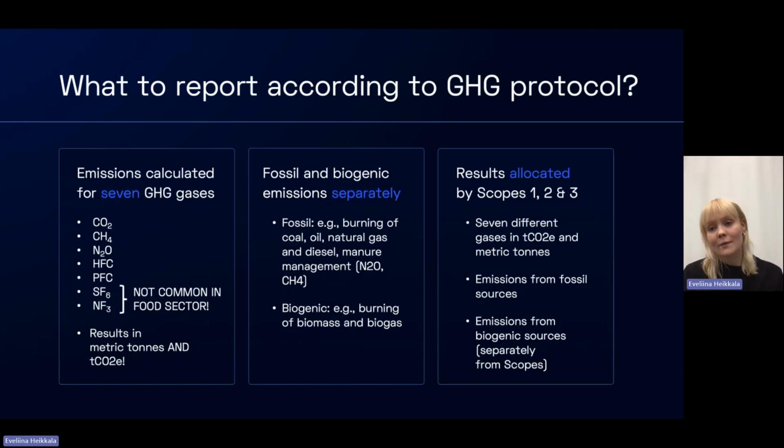Then the fossil and biogenic emissions should be reported separately. So fossil emissions arise from, for example, burning of coal, oil, natural gas, and diesel, and then also from manure management. Then biogenic emissions arise from burning of biomass and biogas or other fuels made from biogenic materials. And then all these results should be allocated by scopes 1, 2, and 3.